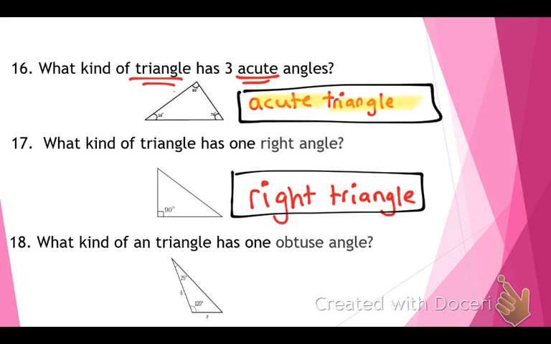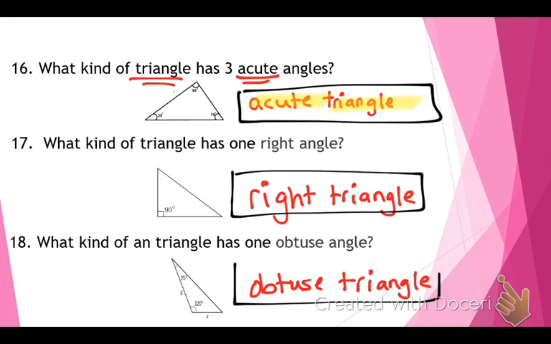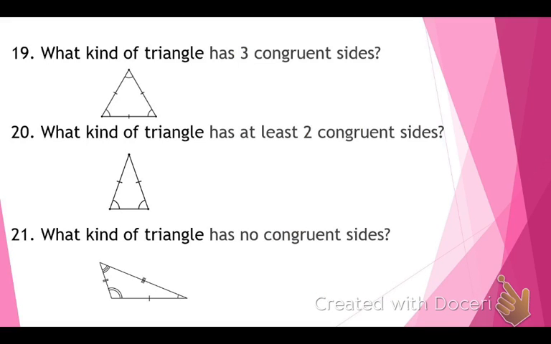Last one. What kind of a triangle has 1 obtuse angle? An obtuse triangle. Okay, don't make it more difficult than it is. We're simply looking for the name of a triangle that has 1 angle that is bigger than 90 degrees. And that would be an obtuse triangle. Okay, once again, these are vocab terms you're going to want to know for your quiz on Monday. All right, here we go.